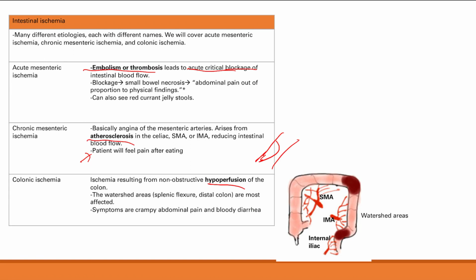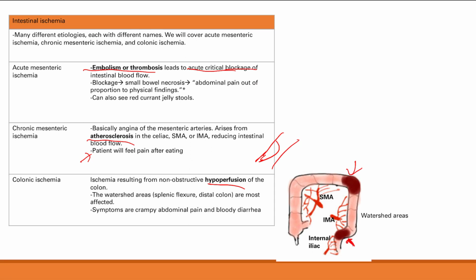For example, if a person is bleeding out, they lost their arm or something, they're bleeding out, not much blood is going to go to the colon. And so then there's going to be ischemia. And the most commonly affected areas are the watershed areas. That would be the splenic flexure right here. This is where the spleen is on the left side. And this is the distal colon.